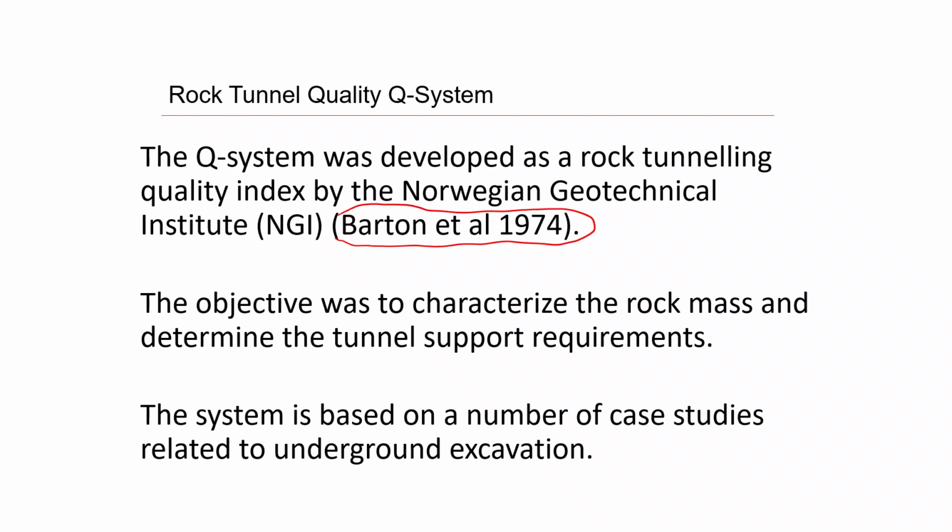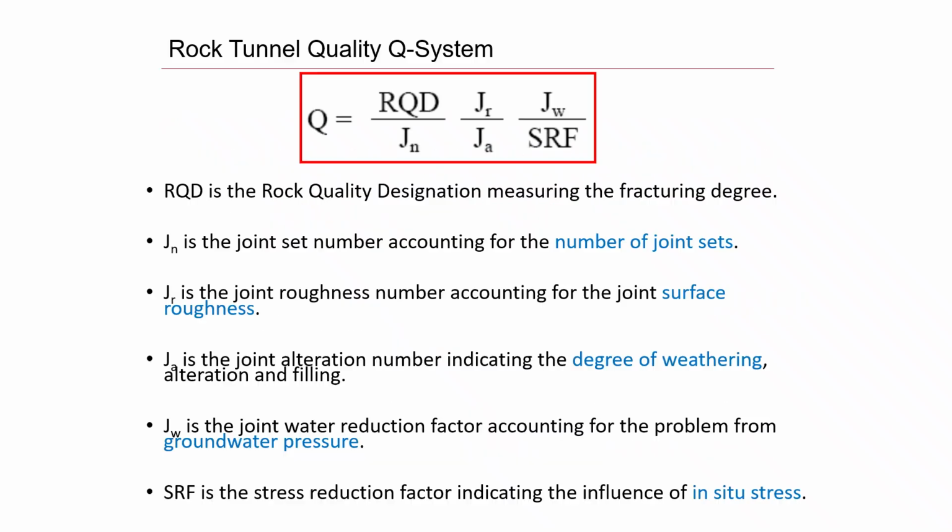This is more of an empirical correlation based on the performance of rock walls in tunnels. This classification system is based on a number of case studies. It has been improved with more case studies, more details and more data. Now let's see what it looks like. That is the formula to estimate the Q system rating.